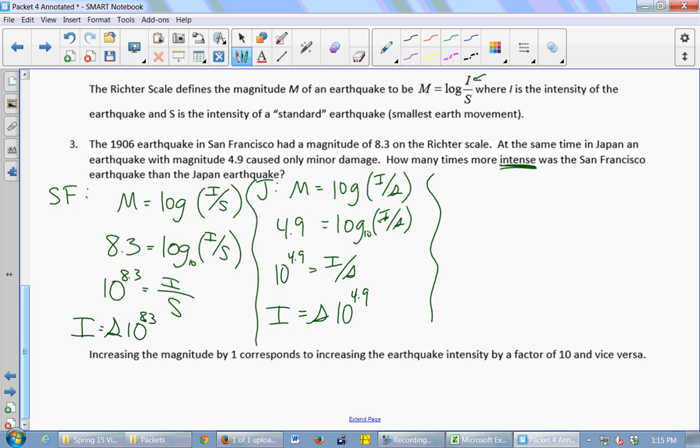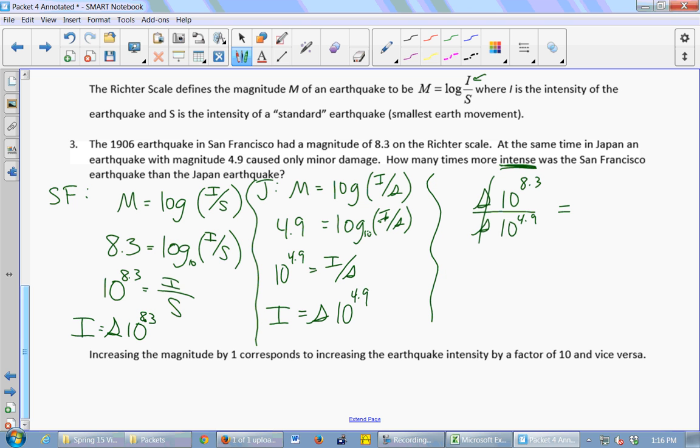Okay, so now I have the two intensities. I've got the intensity of the San Francisco earthquake, the intensity of the Japan earthquake. I want to know how many times more intense one was than the other. How did we calculate it when we were doing the salaries? Division. Yeah. So I'm going to divide S times 10 to the 8.3 by S times 10 to the 4.9. This will tell me how many times bigger the San Francisco intensity is than the Japan intensity. So my S's cancel. That's why it turns out I didn't need to know what it was. It's some number, but it doesn't matter.